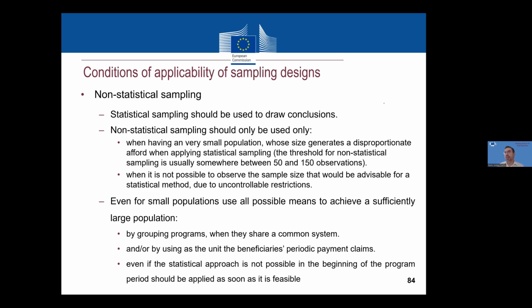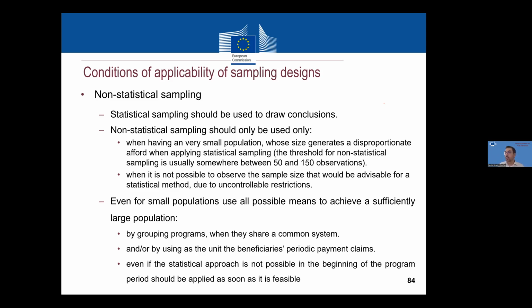And in between, we take a case-by-case decision, taking into consideration whether the effort to perform statistical sampling is reasonable in comparison with the importance of that small population. Anyway, there are different things that you can do to increase the population size in order to achieve sufficient size: changing the sampling unit from operation, for instance, to payment claim, or grouping different programs in one group, and by doing this, increasing the population size.